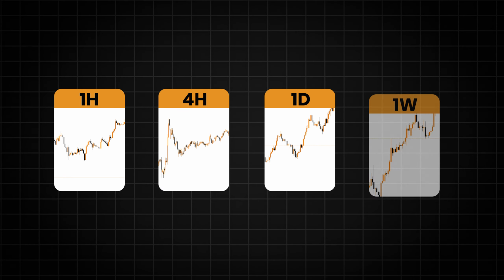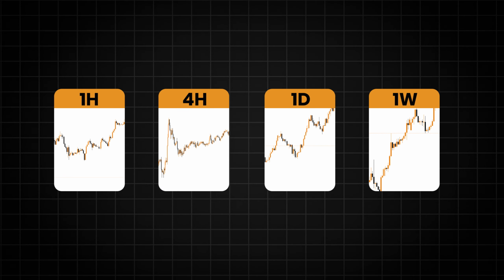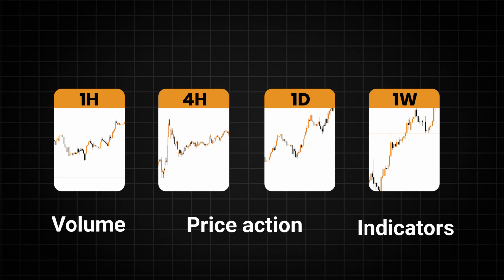A trend that is clear on the daily chart might be less reliable on the 1-hour chart. Look for alignment across timeframes for higher accuracy. Don't just rely on a trend line break. Confirm it with volume, price action, or other indicators to avoid false breakouts.